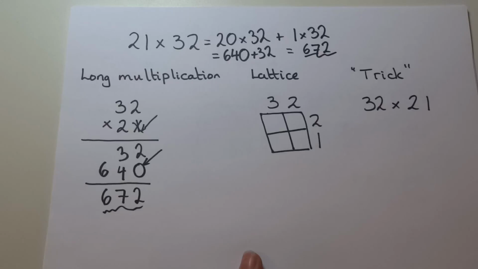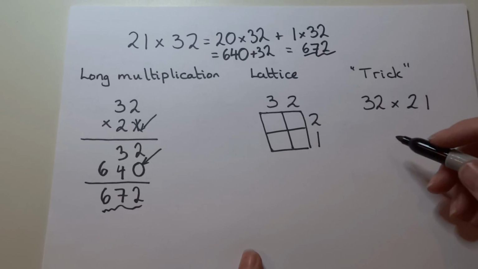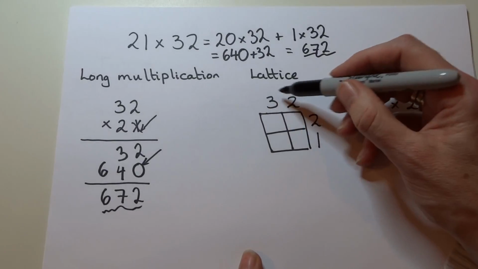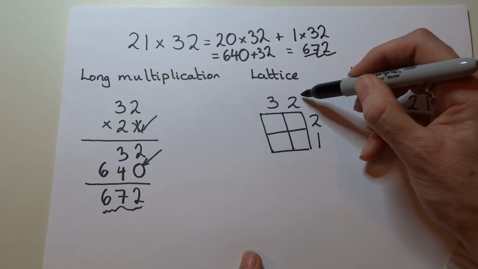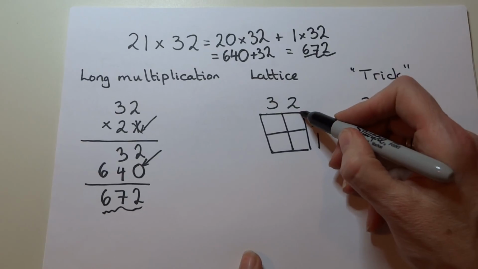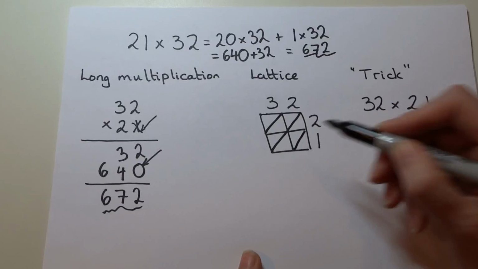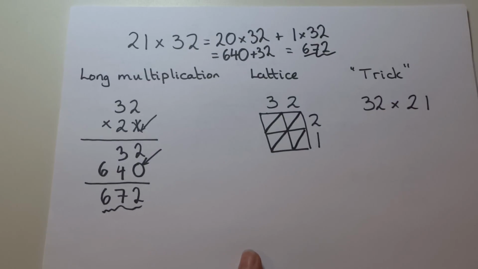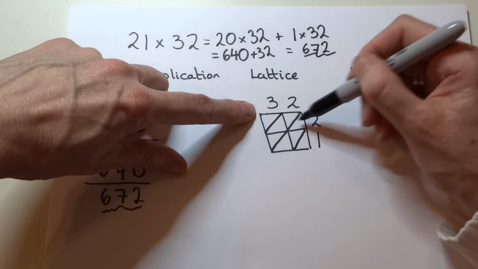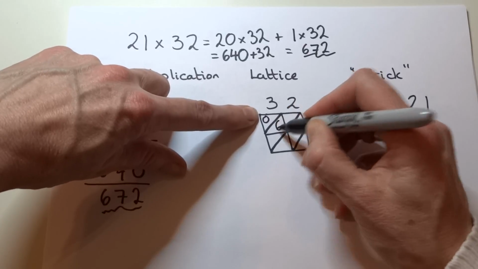So is there a way that we can make sure that we don't skip that step or miss that step out? Well, there's also lattice multiplication. You put the first set of numbers, 32, along the top of your square here, and 21 down the side, and then you split all of these squares into little diagonals. Put a diagonal on each one of the squares, and then you multiply 3 by 2, and it gives you 6, so we'd write 0 here and 6 here.